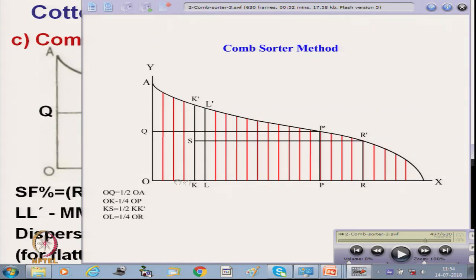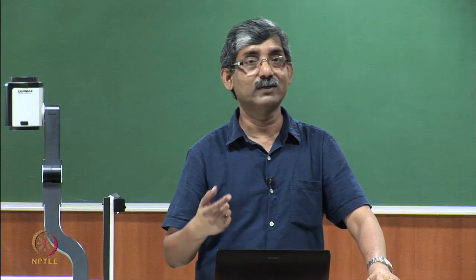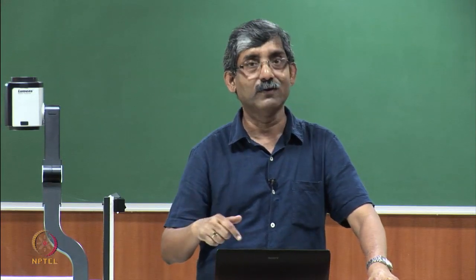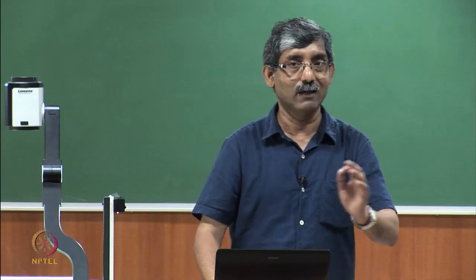Now, OR is the length, and we divide OR into 4 equal parts. OL is 1/4 of OR. Then from L we draw again a vertical line. That means it is a second approximation. The first approximation of upper quartile length is K K dash, and the second approximation of upper quartile length is L L dash. The effective length is defined in another way: the second approximation of upper quartile length is known as the effective length.